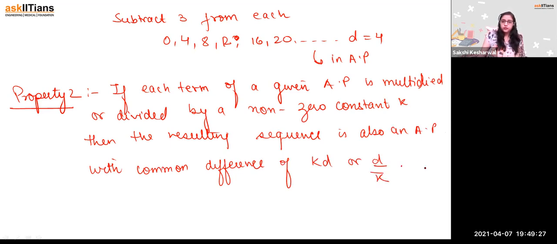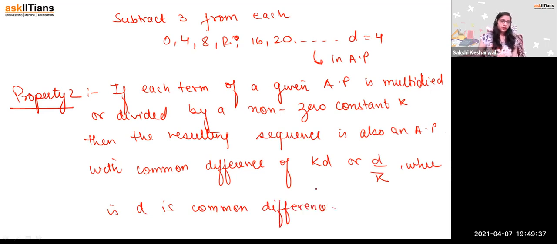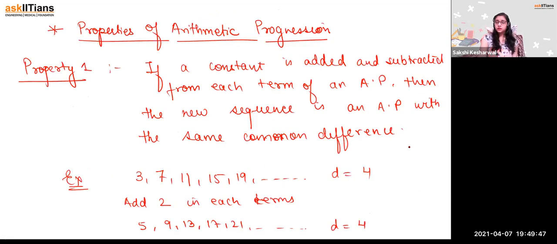where D is the common difference of the given AP. First, you write it down, and then I'll explain it to you. Have you written this part? Please write it down, and then we'll go to the next property. First write down those properties, and I'll explain it to you.